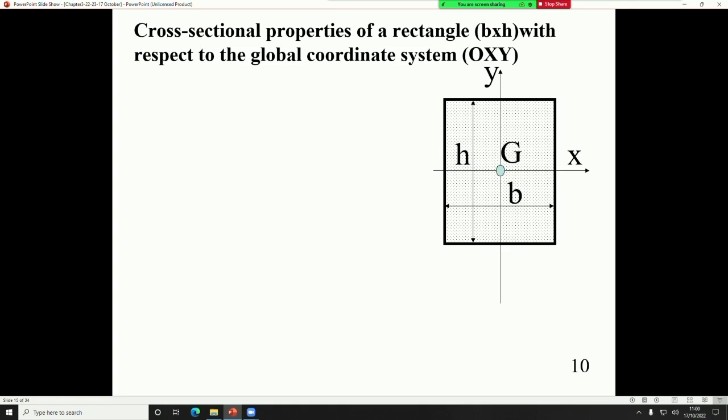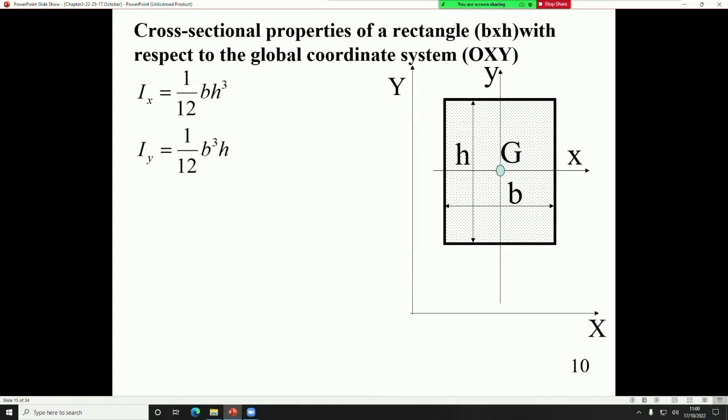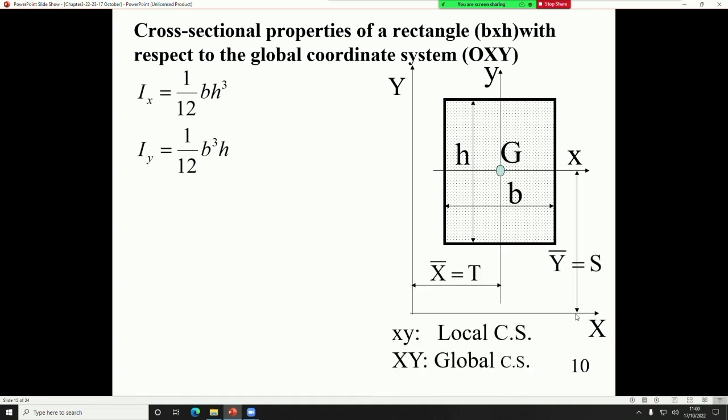Now please could you draw something big around slide number 10, as you're going to use it a lot. And whatever I'm covering on slide 10 is obviously applicable to thin-walled sections as well. Now say we've got the second moment of area of this rectangle with respect to global axes x and y. So based on the parallel axis theorem, I can say I with respect to x is equal to 1 over 12 bh cubed plus the area of the rectangle, which is bh, multiplied by this perpendicular distance of G, which is a, multiplied by s squared.